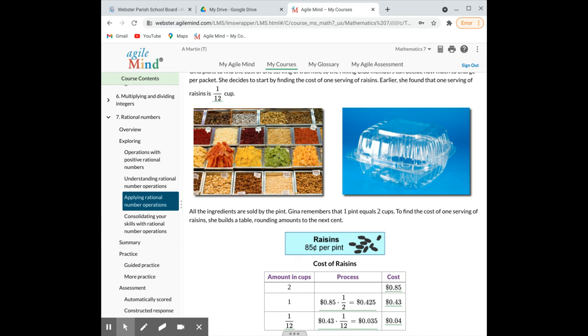All right, so we know that raisins cost 85 cents per pint, and she said that one pint equals how many cups? 2. Okay. So look at what she's done. She knows that 2 cups cost how much? Yeah, 2 cups cost 85 cents. So how do you find out what's in 1 cup? Divide it. That's right. You divide it by what?